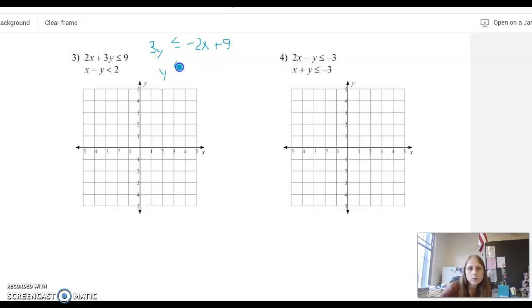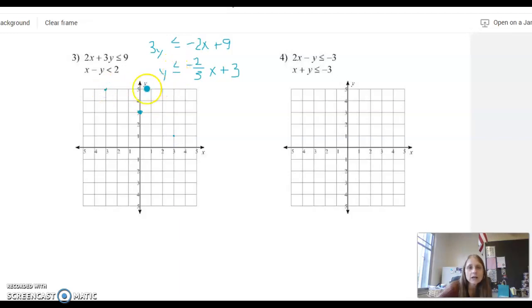So we'd have y is less than or equal to negative 2/3 x plus 9 over 3, which would be 3. So we can see the y-intercept is 3, so we're starting here at positive 3. The slope is negative 2/3. So I could go down 2, right 3, or I could go up 2, left 3.